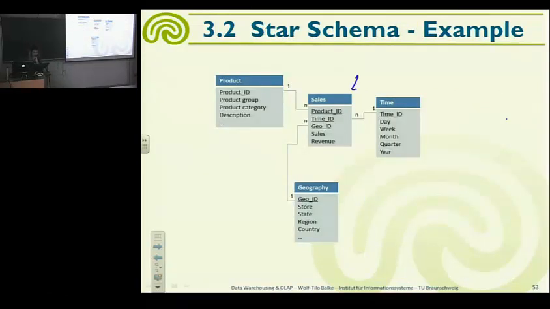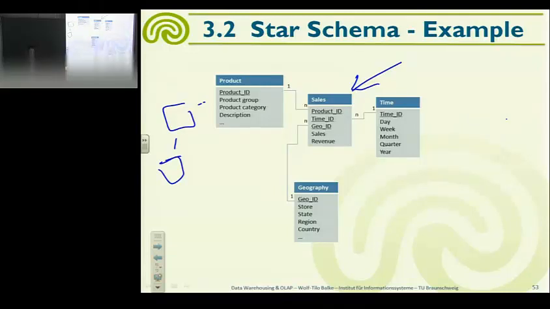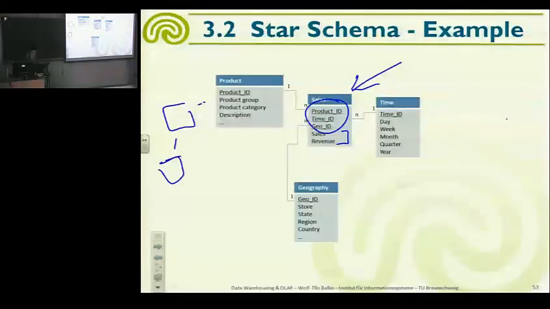And you see the difference here from the snowflake schema is that you don't have anymore these different tables, the classification levels. You don't have the different foreign keys, again on the finest granularity, which is the product ID or the time ID or the geographical ID.